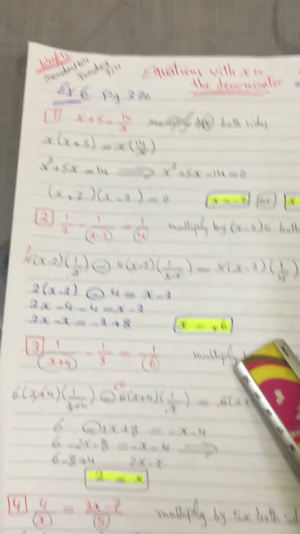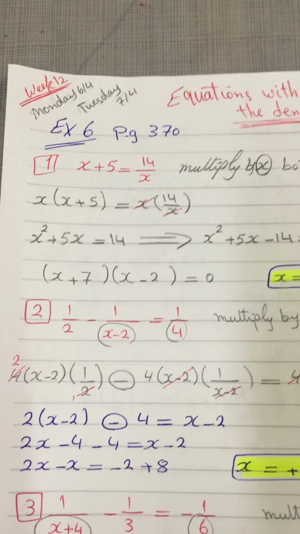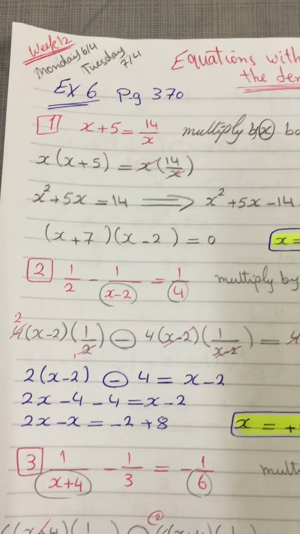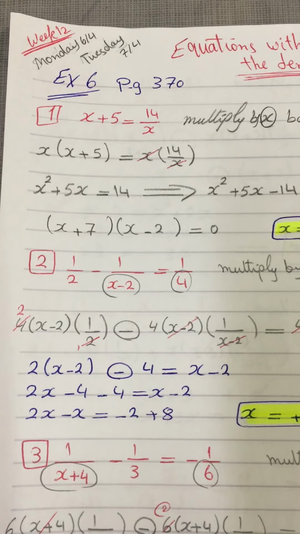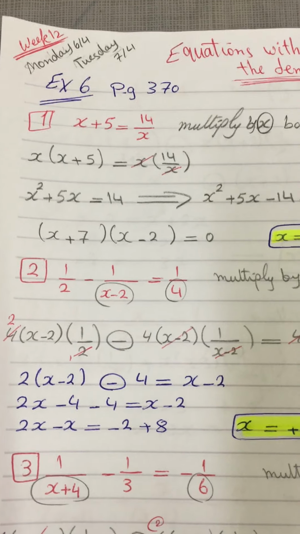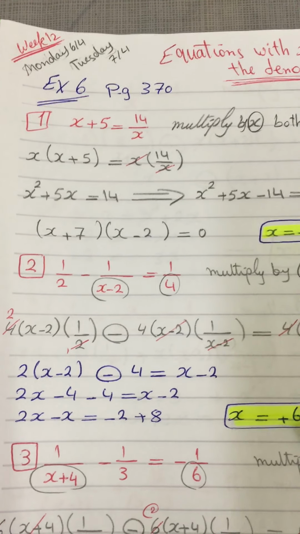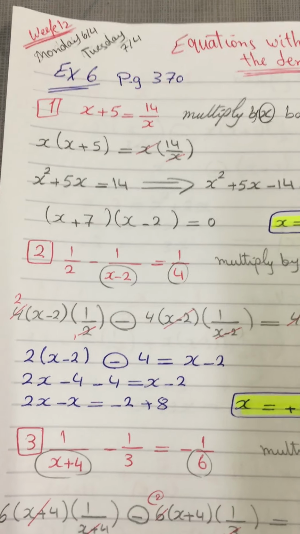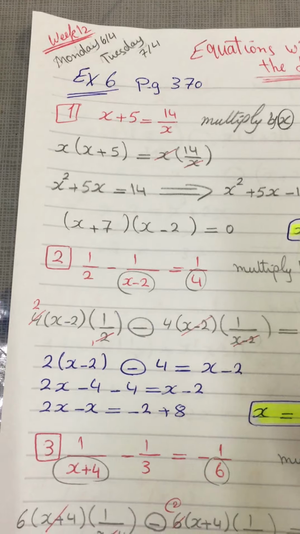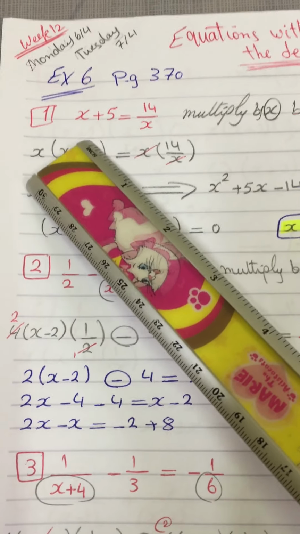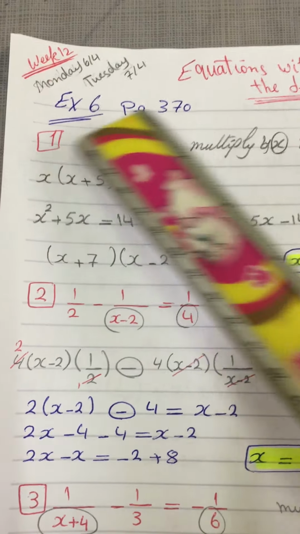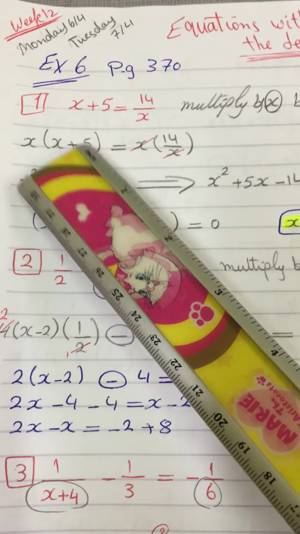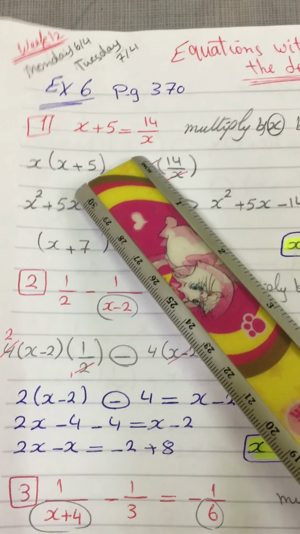Okay, look here, I'll solve exercise 6, page 370 with you. I solved this exercise with you before, but today I want to explain how we can use the way of clearing the denominator, okay? And then it's up to you, solve by any way you prefer. In question number 1, page 370, exercise 6, we have an equation: on the left side, x plus 5 equals 14 over x.